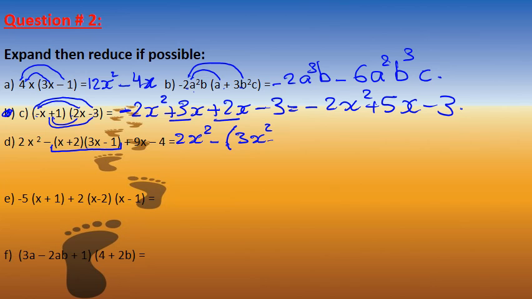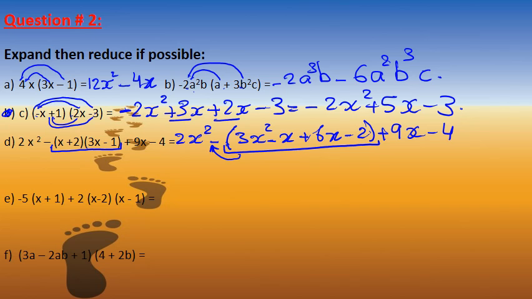x times minus 1 is minus x. Plus 2 times 3x is plus 6x. Plus 2 times minus 1 is minus 2. And we write plus 9x minus 4. Now we should get rid of these parentheses, multiplying them by minus here.